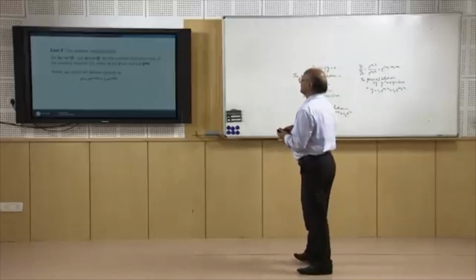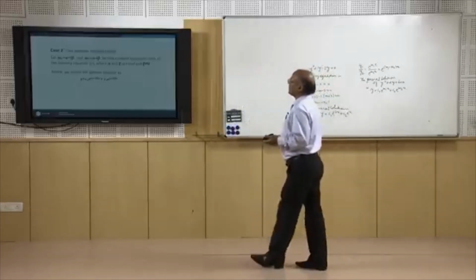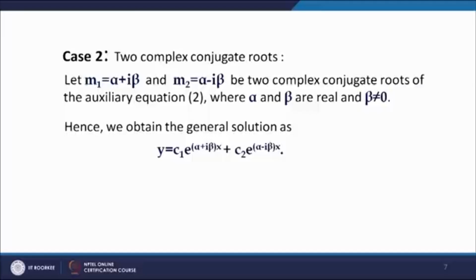Now, let us consider the case of two complex conjugate roots. So let us say m1 is equal to alpha plus i beta and m2 equal to alpha minus i beta be two complex conjugate roots of the auxiliary equation m square plus am plus b equal to 0.